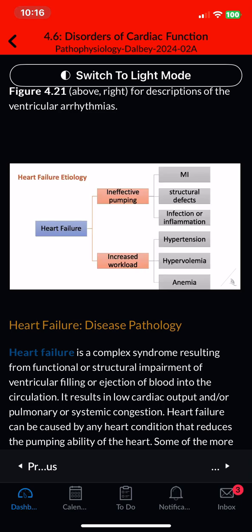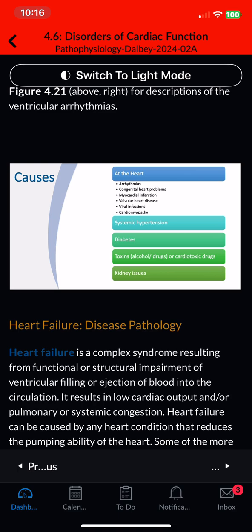So if we look at the etiology, we've named some, but we can actually divide and organize these. Heart failure can be caused by ineffective pumping. Ineffective pumping is caused by myocardial infarctions, structural defects to the heart, or infection and inflammation. Heart failure can also be caused by an increased workload on the heart. Hypertension does that by raising afterload. Hypervolemia can also increase afterload by increasing blood volume and blood pressure, and anemia, where our cardiovascular system is going to work overtime because we don't have enough oxygen.